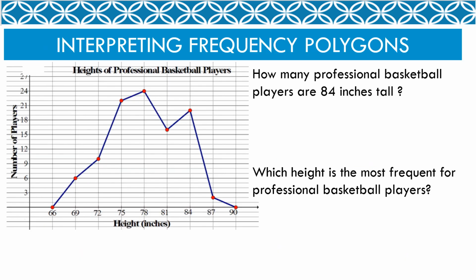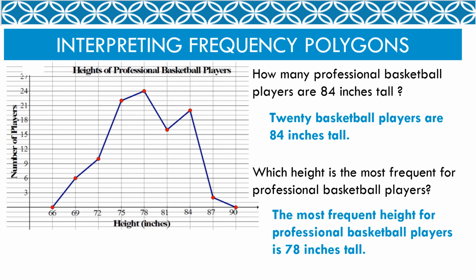We are interpreting another frequency polygon. It's the heights of professional basketball players. The height in inches is on our x-axis, and the number of players or frequency is on our y-axis. So how many professional basketball players are 84 inches tall? So we look that up, and there are 20 basketball players that are 84 inches tall. Which height is the most frequent? So we're looking for our highest point, and that's above 78. So the most frequent height for professional basketball players is 78 inches tall.